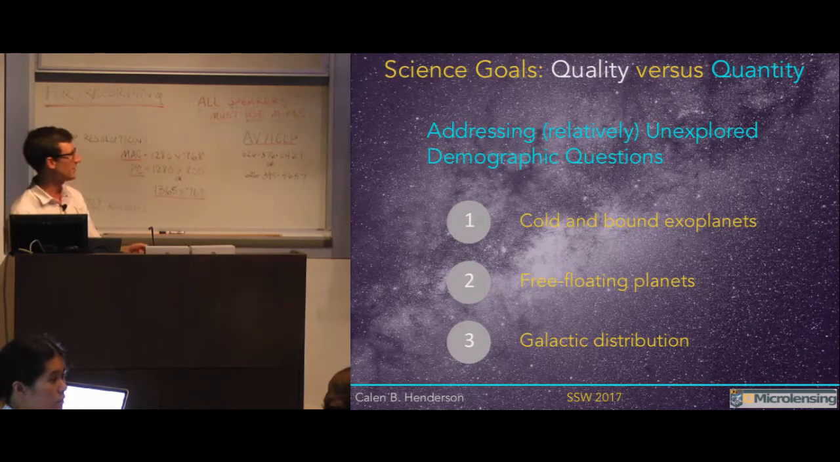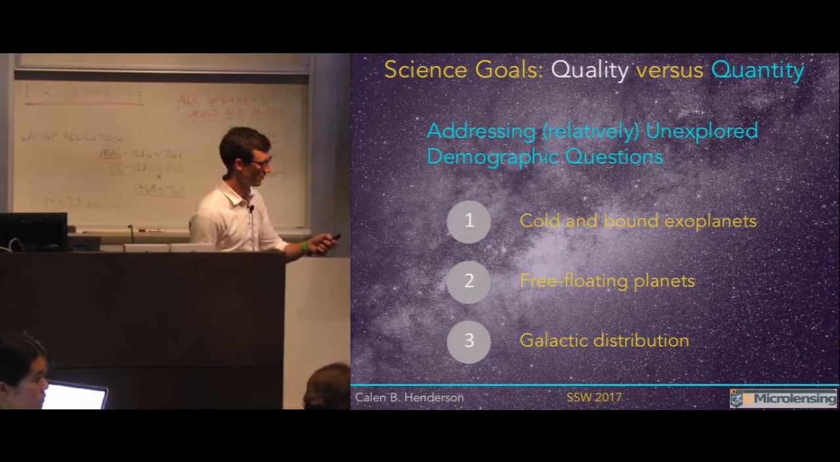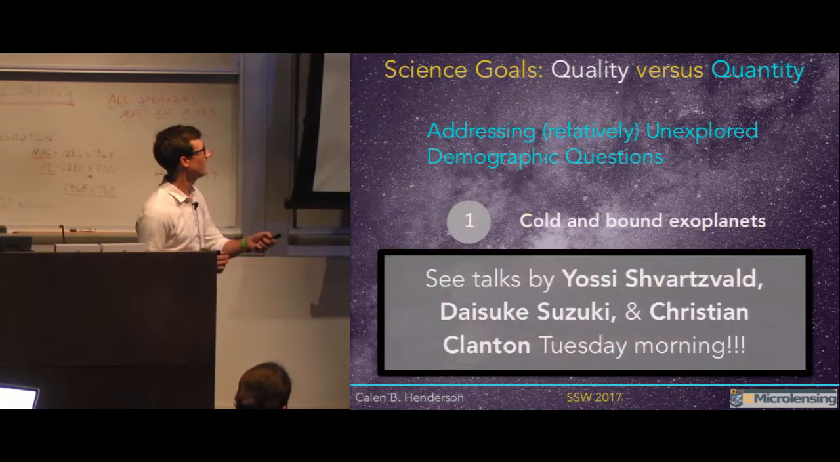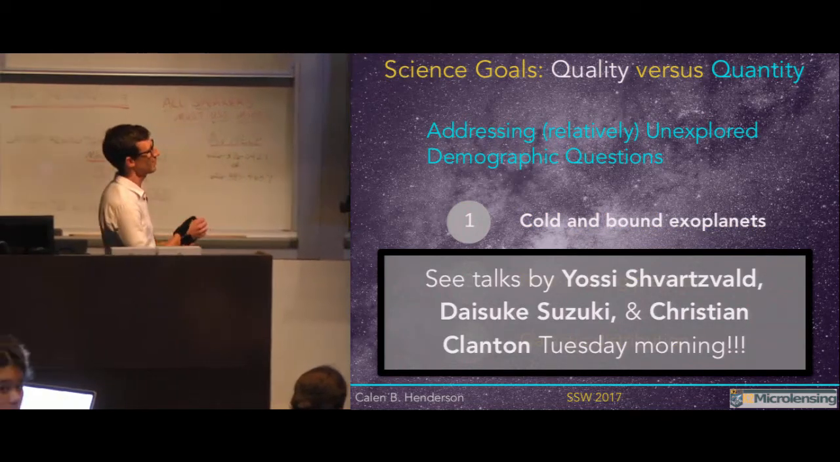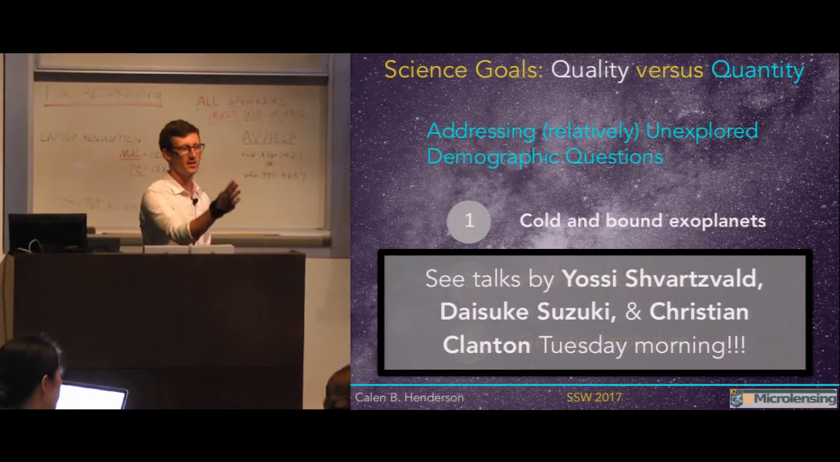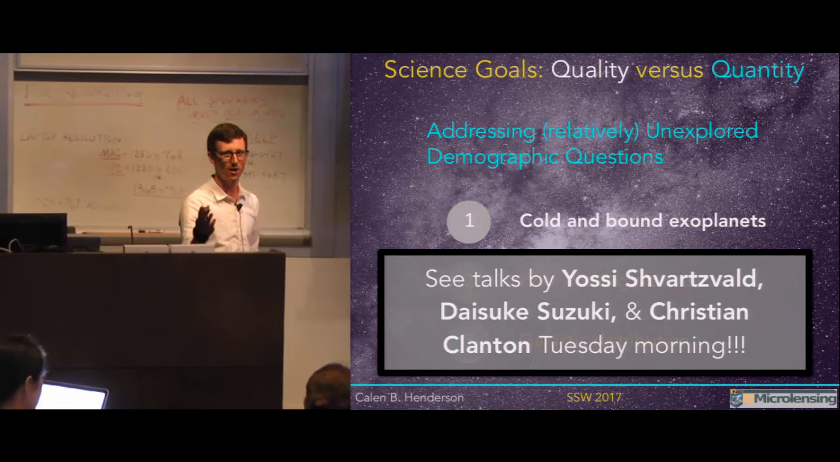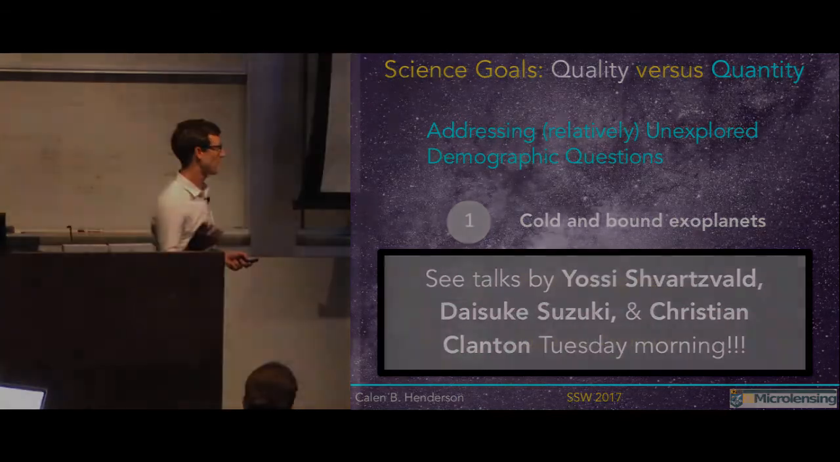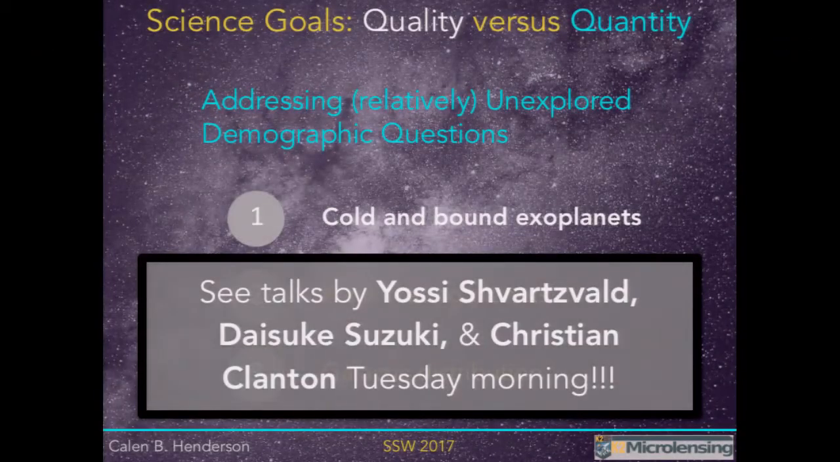So just to briefly point you to other talks that are going to go into these in more detail. There's going to be a series of talks tomorrow morning by Yossi Schwarzwald, Daisuke Suzuki, and Christian Clanton. They're going to go into far more detail about the state of the union of what we know about cold and bound exoplanet demographics from microlensing.